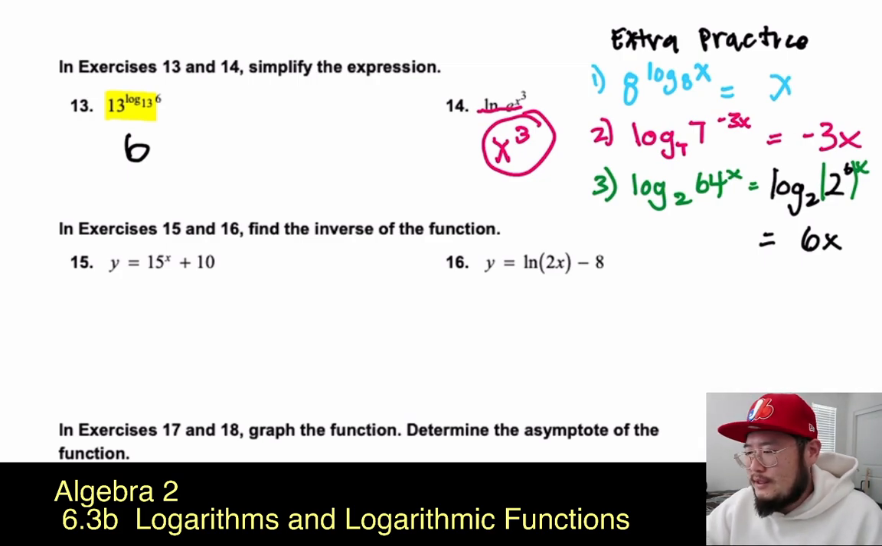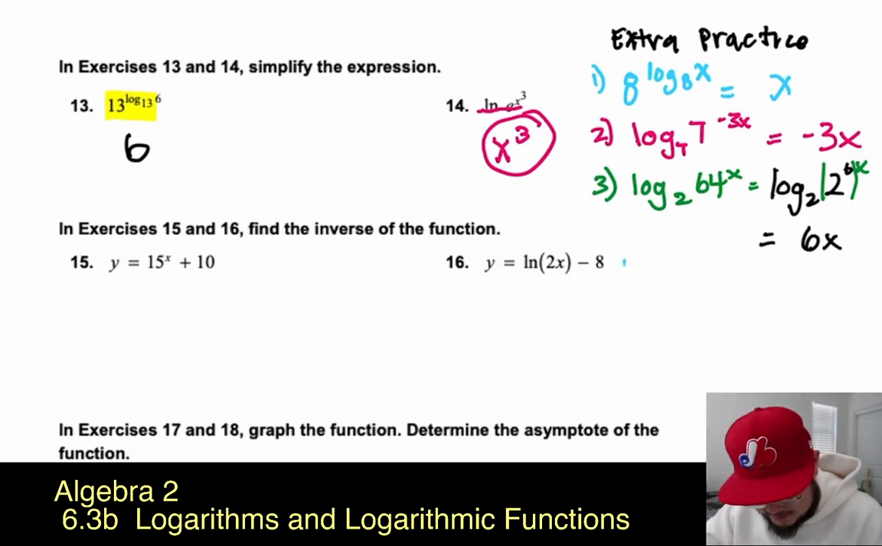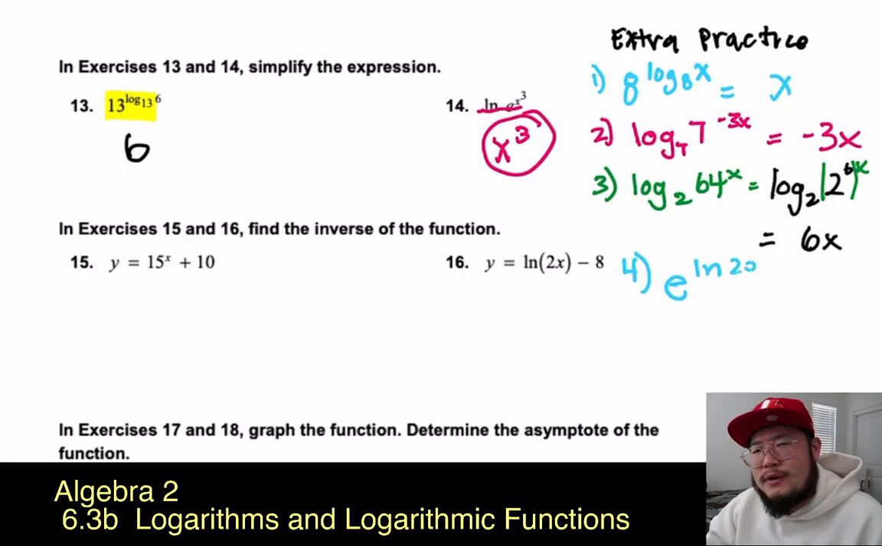Isn't it so neat how all this stuff works out? It's pretty wild. A lot of rules here, though. Next up, number 4. I got my 4th example right here. Let's say this time I have e raised to the ln of 20. Well, just like number 14, when I have ln and e, those are inverses. When I have e as my base raised to the ln power, that leads me to my exponent, or my answer, which happens to equal 20.